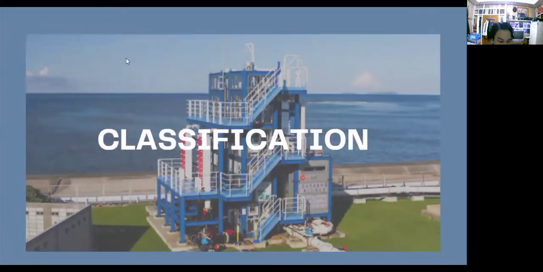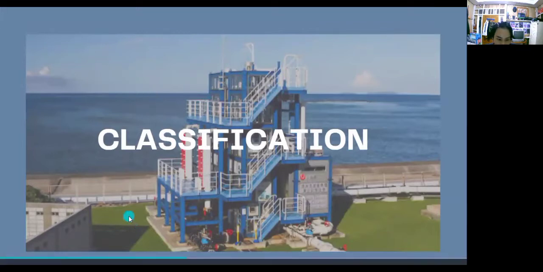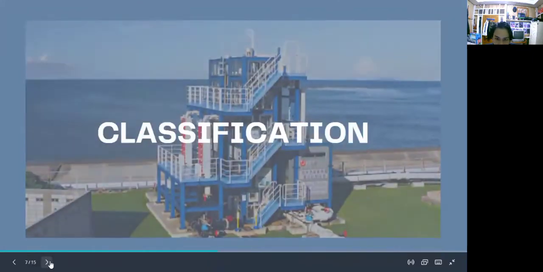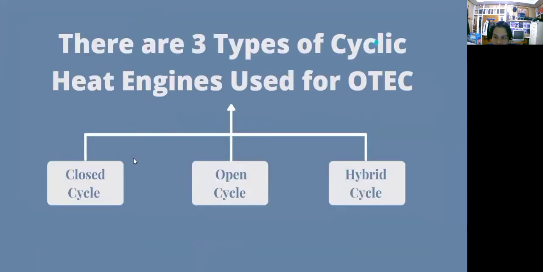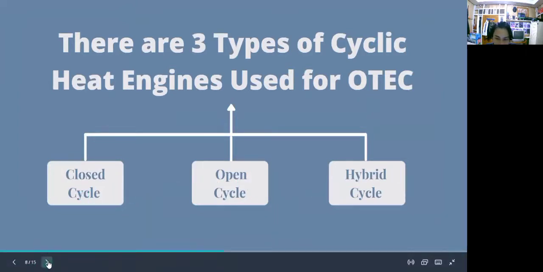So here I will discuss the classification, which has three topics. There are three types of cycle engine for OTEC: closed cycle, open cycle, and hybrid cycle.